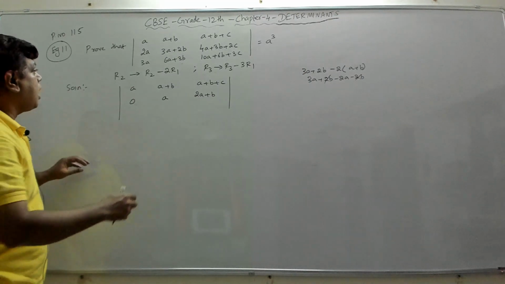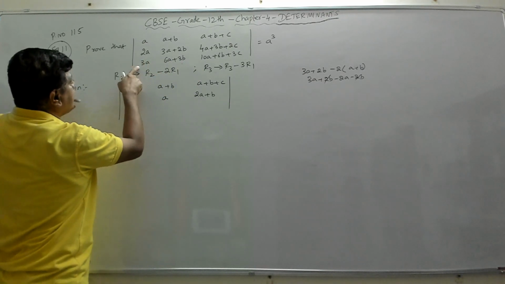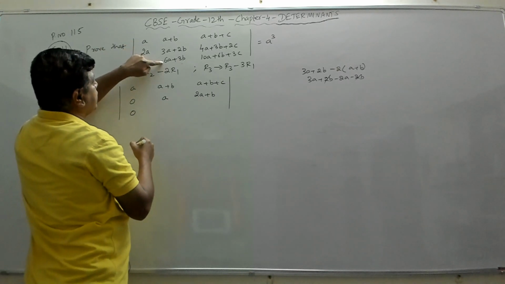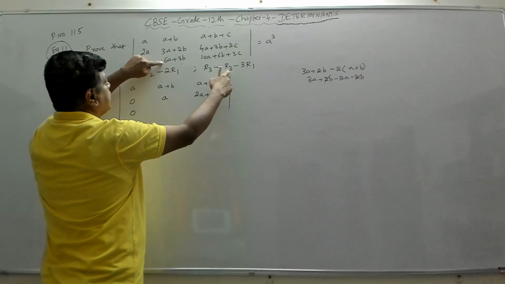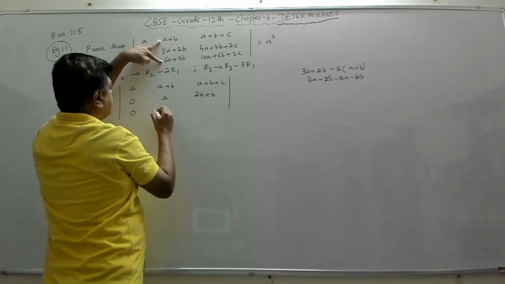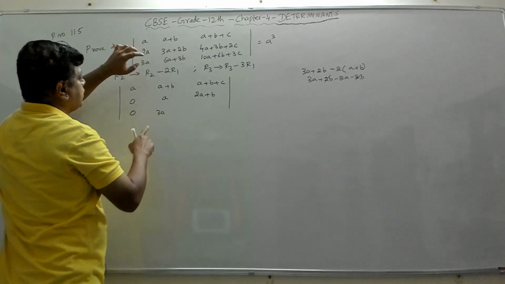Now next one is R3. R3 is again 3a minus 3 times a. This will become 0. Then 6a plus 3b minus 3 times this. So it will become 6a minus 3a is 3a. Then 3b minus 3b is 0. You will just get only 3a.